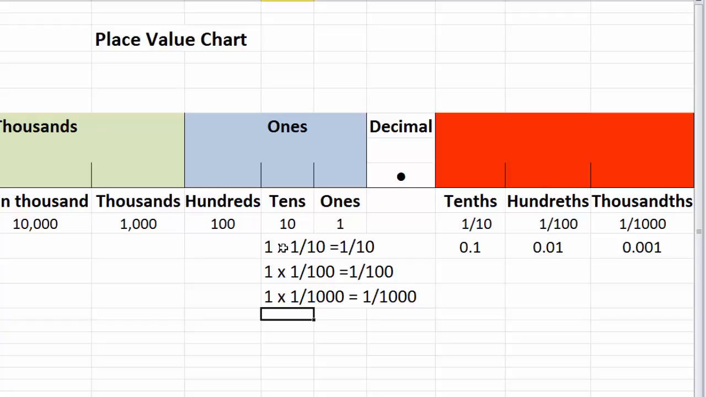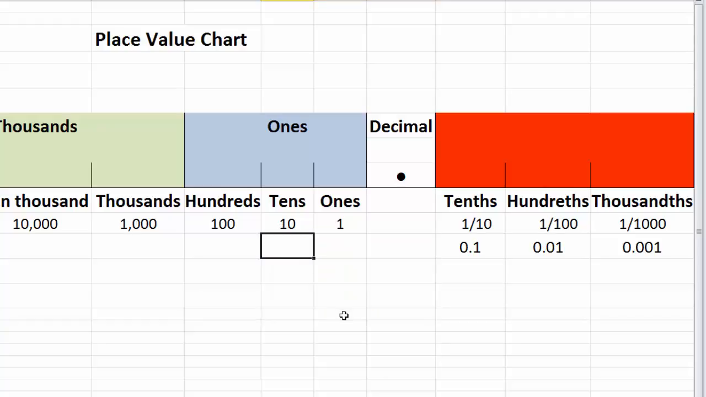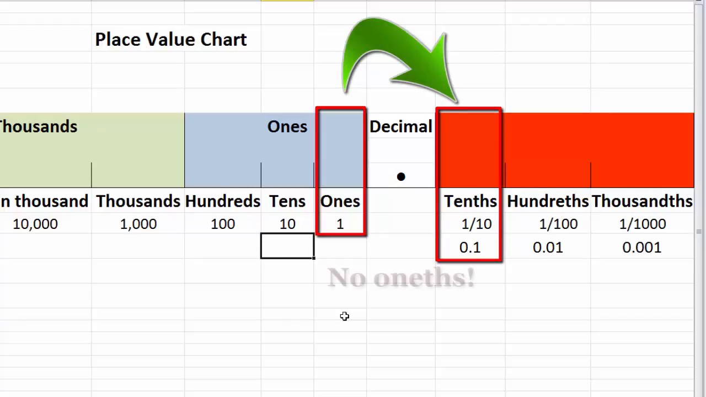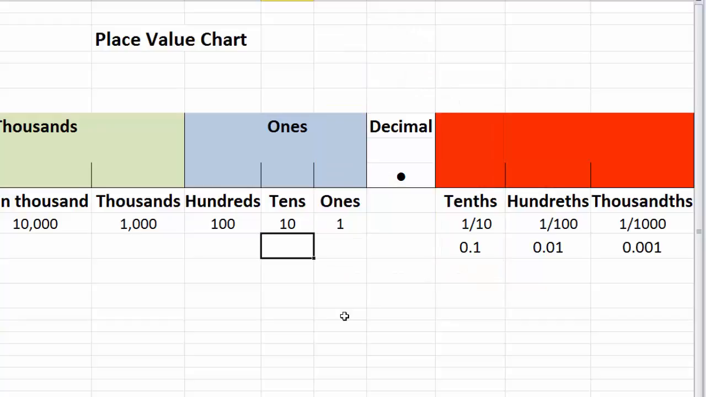One other thing I want to talk to you about is that you'll notice on the place value chart we go from one whole number to the decimal to tenths. There is no oneths place value. Please, please, please remember this. There is no oneths. It's impossible to get a oneths value on your place value chart. That's because if I take my 1 and I multiply it by 1/10, as I did earlier, I get a value of 1/10. It is impossible to get a value of a oneth.